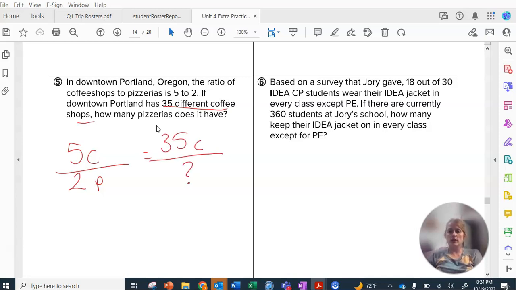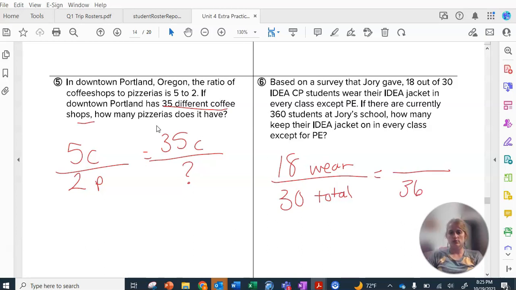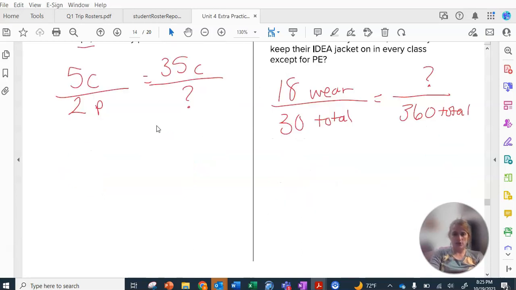Based on a survey that Jory gave, 18 out of 30 IDEA CP students wear their IDEA jacket in every class except for PE. So that's 18 people who do wear it, 30 total people. 30 minus 18 would give you the number who are not wearing a jacket. Because there's no other option. It must be an IDEA jacket or it's not being worn. If there are currently 360 students at school, how many keep their IDEA jacket on in every class except for PE? And I'm pretty sure that's the last one.